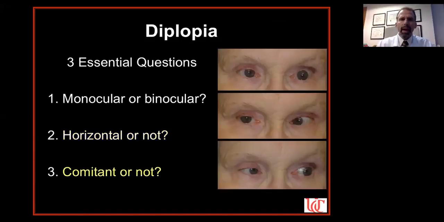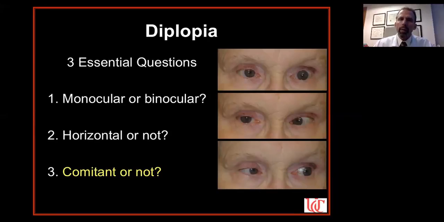Now, comitant, obviously, we don't ask the patient, is it comitant? We ask the patient, does the double vision change when you look left or right or up or down? Is there more misalignment? Now, patients don't always know the answer to this. Sometimes I have engineers who bring me graphs and cosine, sine, tangent drawings of their double vision. But basically it means, is there about the same amount of misalignment in each direction?